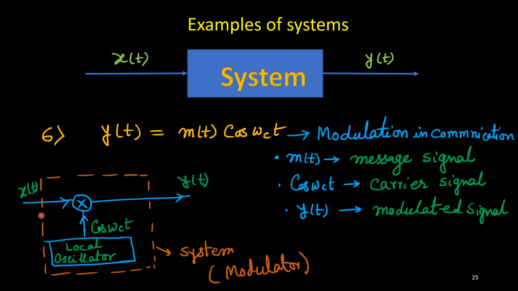So if you look here, this is your complete system. If you apply x(t) here, the output is y(t) = m(t) cos(ω_c t). So basically the system has two subsystems. One is a multiplier, and the other is a local oscillator, which will generate the carrier signal cos(ω_c t). The local oscillator generates cos(ω_c t), which is multiplied with the input signal x(t), and we get the output signal y(t), which is the modulated signal.